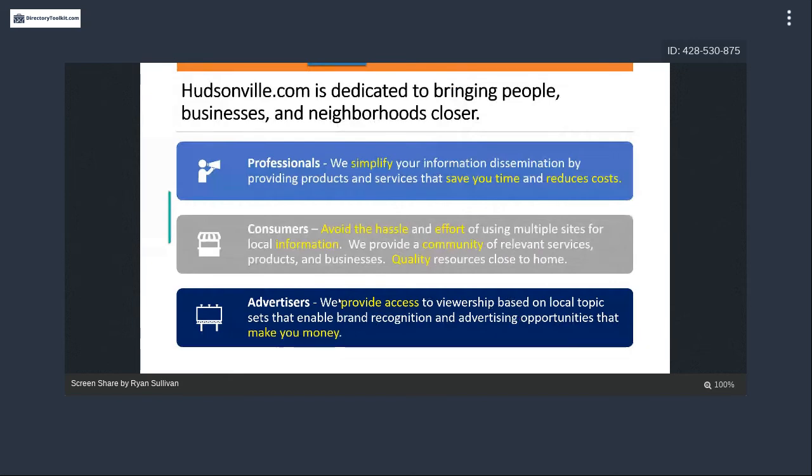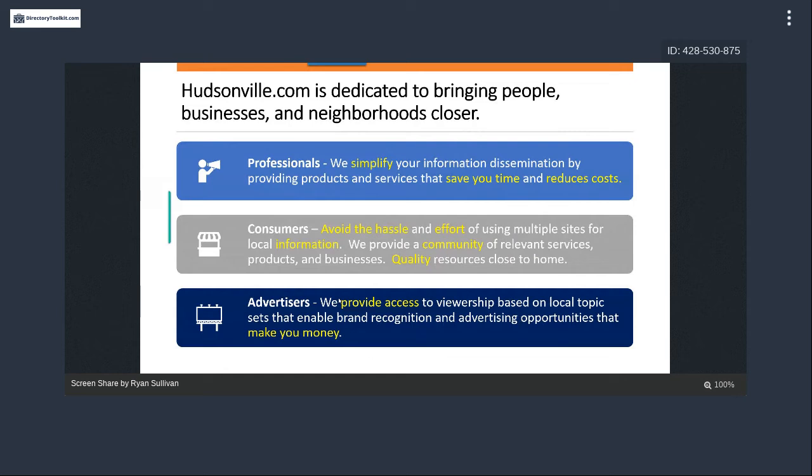So here are some statements for the three different types of people that would use my local directory: professionals, consumers, and advertisers, whether they have a business or not. For professionals, we simplify your information dissemination by providing products and services that save you time and reduce costs. For consumers, we help you avoid the hassle and effort of using multiple sites for local information, and we provide a community of relevant services, products, and businesses, quality resources close to home for you.